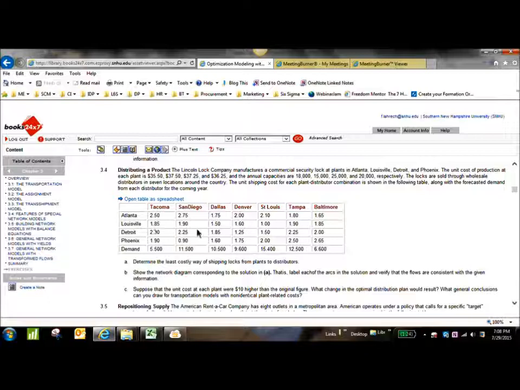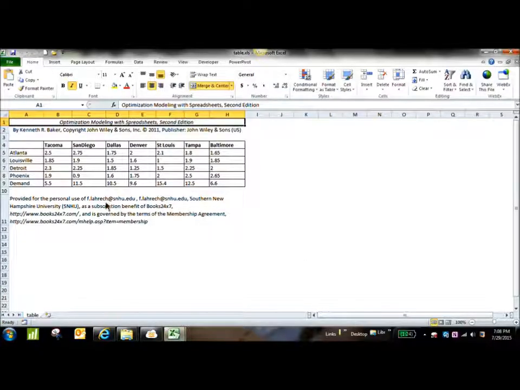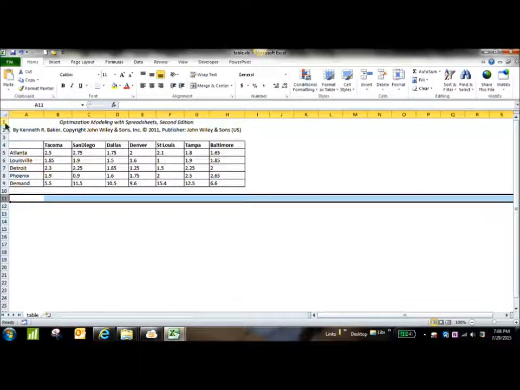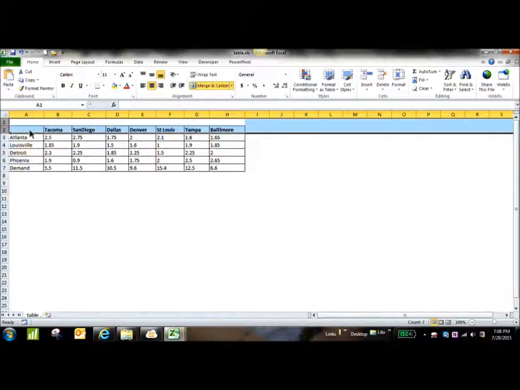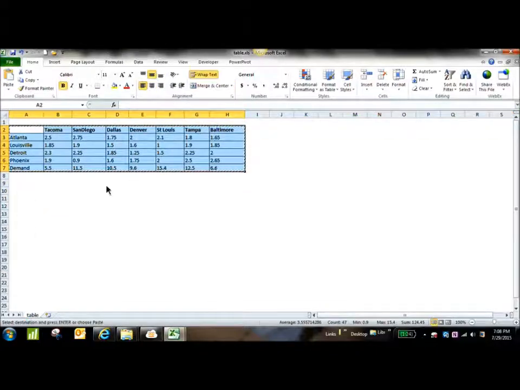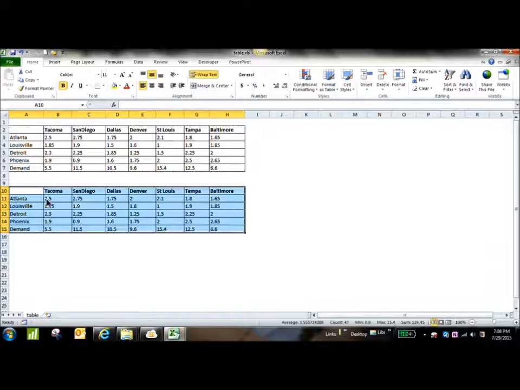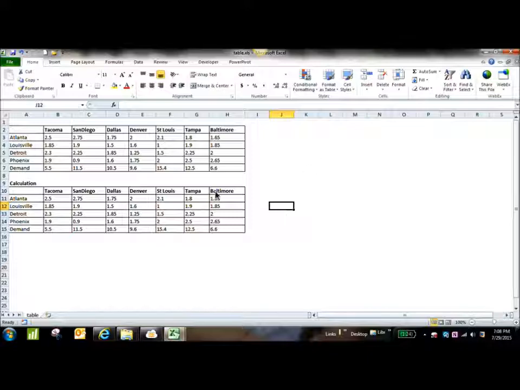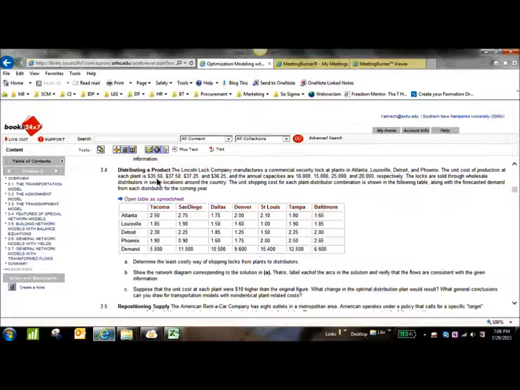So what I'm suggesting is open this spreadsheet. Once you have this information here, you're just going to have the same information added here. You have some calculations where you have to add these values.